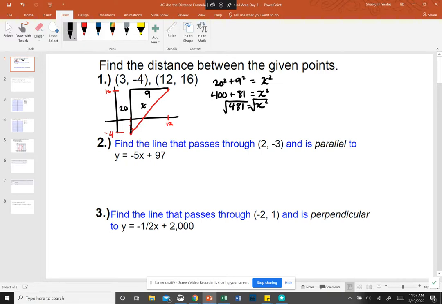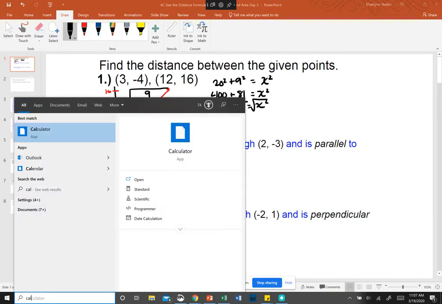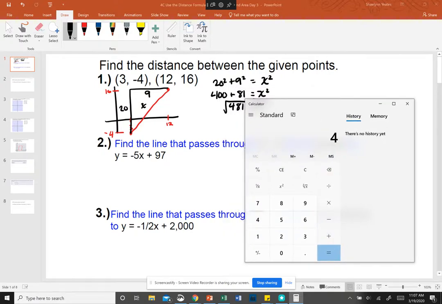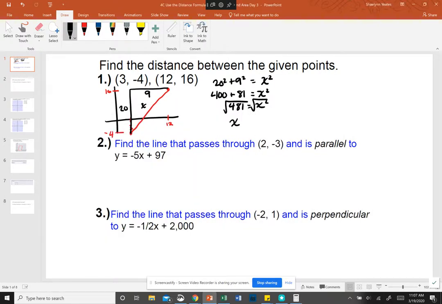So now if I take the square root of both sides, I'm going to pull out my handy dandy calculator if I can find it, which of course I can't. So we're going to look for it. Here's my calculator. There we go. So we're going to take 481 and we're going to take the square root. And we have 21.93. So the distance or the length of that line is 21.93. It's almost 22, whatever that is, long. So 22 inches, 22 centimeters. I'm not sure what they're measuring, but that's what it is.